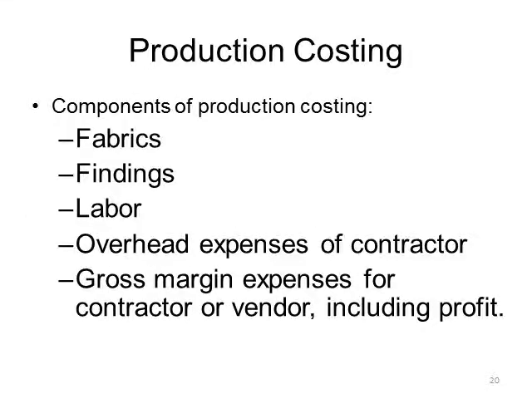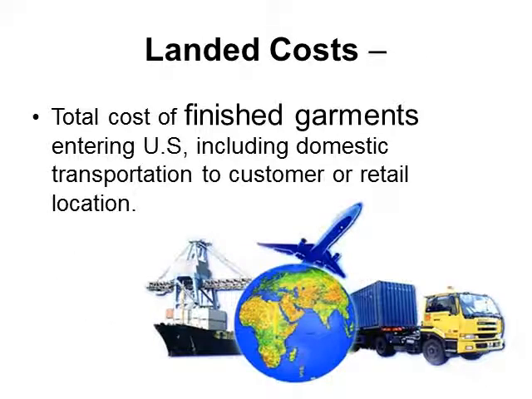Production costs include fabrics, findings, labor, overhead expenses of the contractor, gross margin expenses for the contractor or vendor, and including profit. Landed costs, this is the total cost of finished garments that enter the U.S., and this includes domestic transportation to the customer or the retail location.